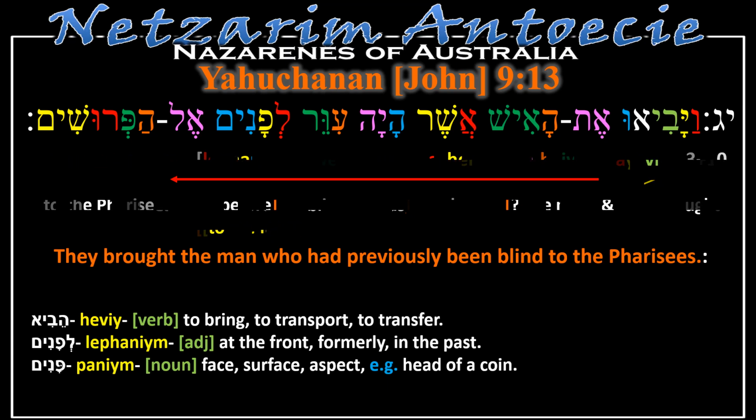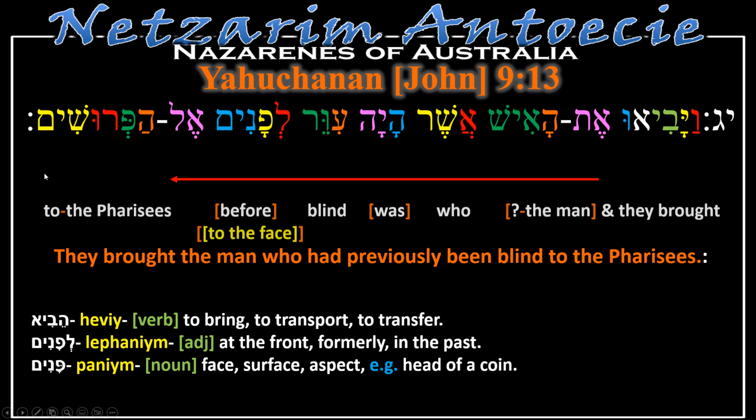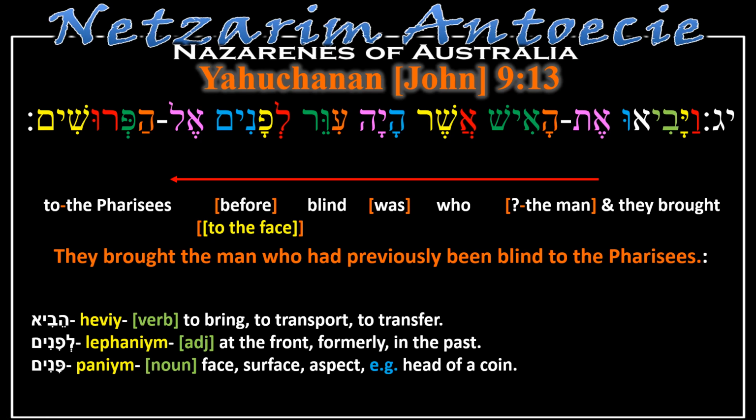And so now we're going to read that. Vaya vi u et ha-ish asher ha-ya iver le-fanim el ha-perushim. And they brought, grammar marker, the man who was blind before to the Pharisees.